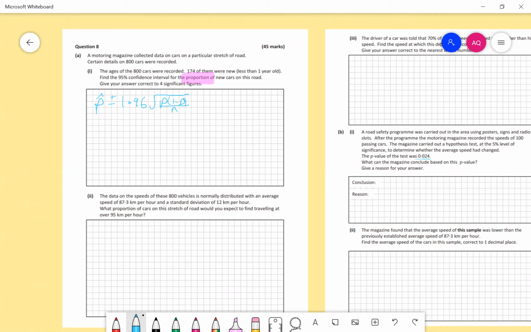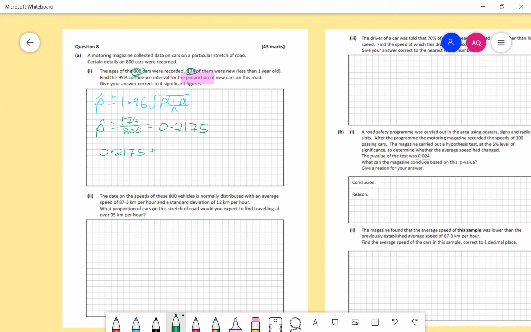So the figure for p hat is our sample proportion. That will be our 174 up here over the total. That is our sample proportion. So p hat equals 174 over 800. Just put that in the calculator, see what we get there. So that is the same as 0.2175.